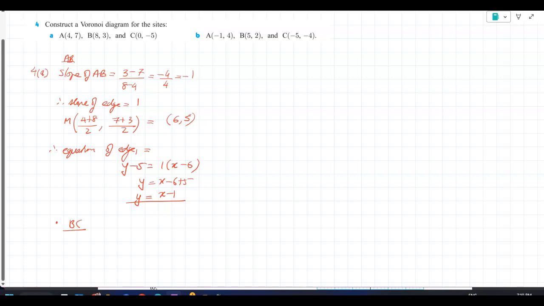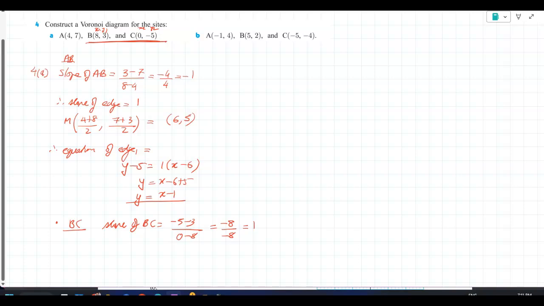Now take B and C. You have to do this for all three, AC also. So tell me, what is the slope of BC? This is my x1, y1, and this is my x2, y2. So y2 minus y1, minus 5 minus 3, upon 0 minus 8. So minus 8 upon minus 8, which is 1.